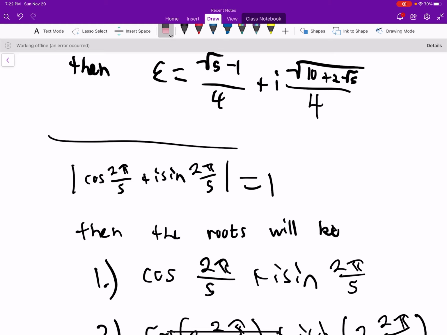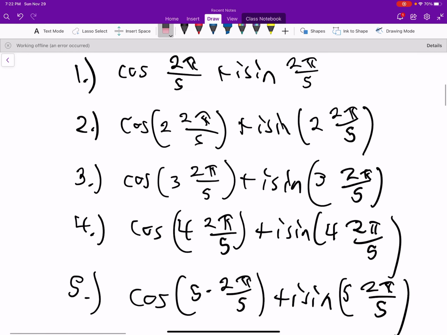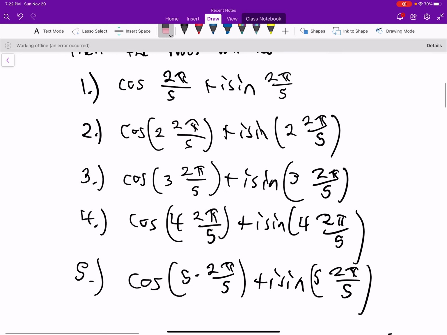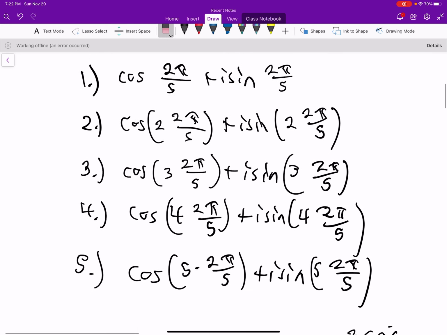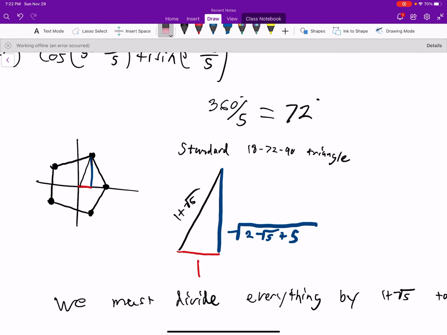So I first went off with this, and I knew that the magnitude of this is going to be 1 because it's on the unit circle. And then I proceeded to find all the roots, even though I didn't need to. So then I went ahead and plotted those. I knew that we would get a point every 72 degrees.